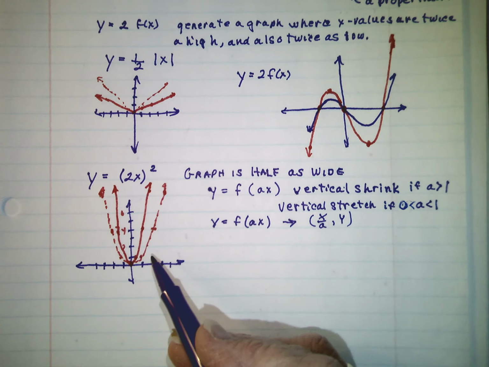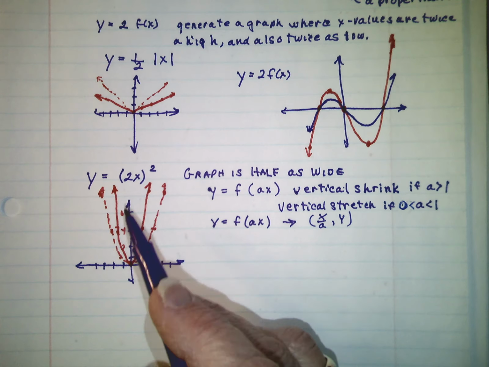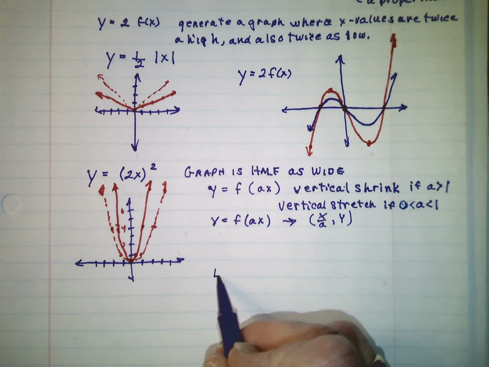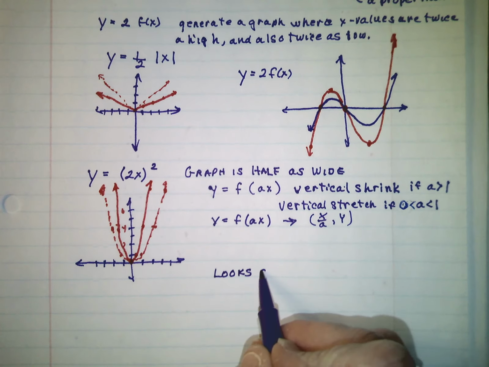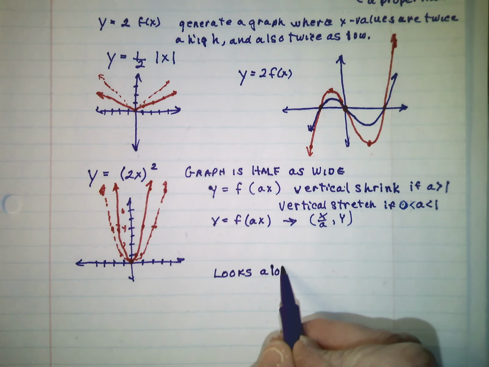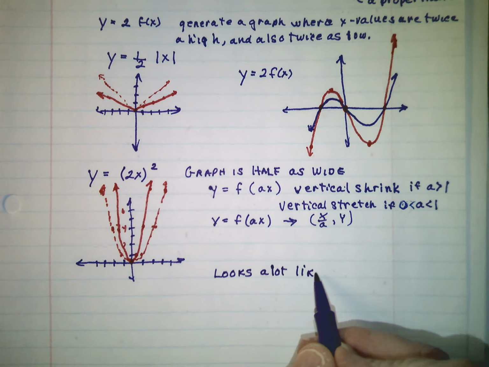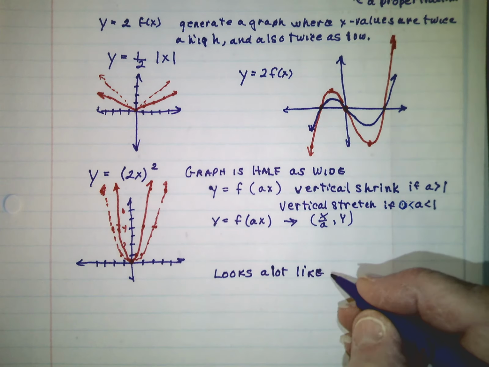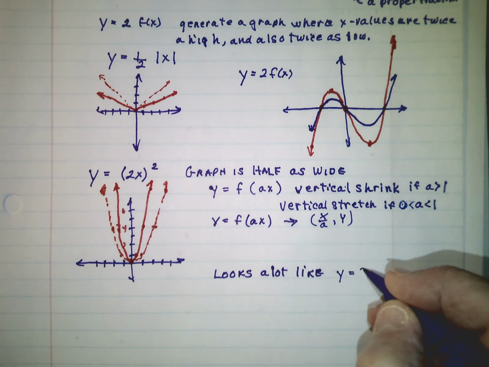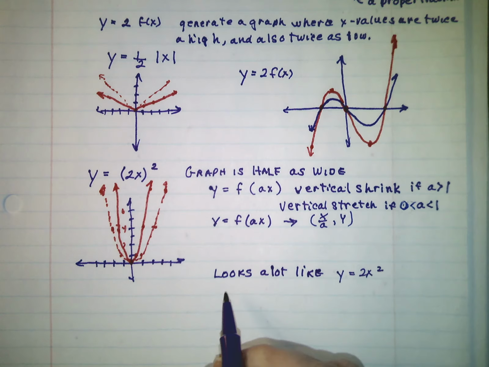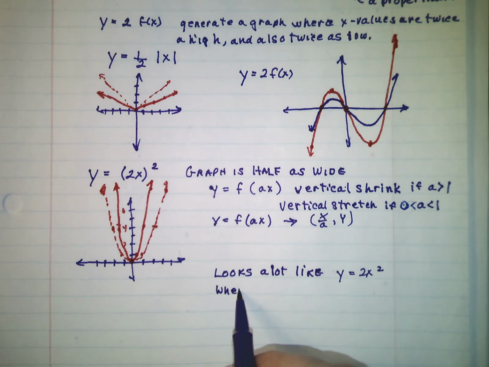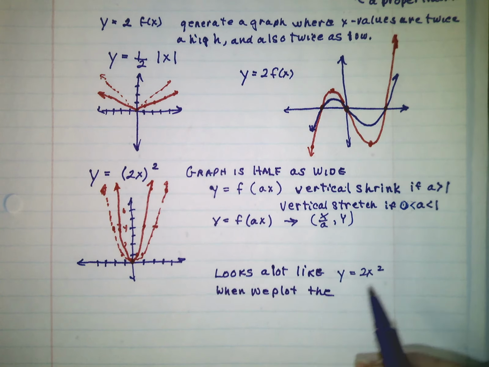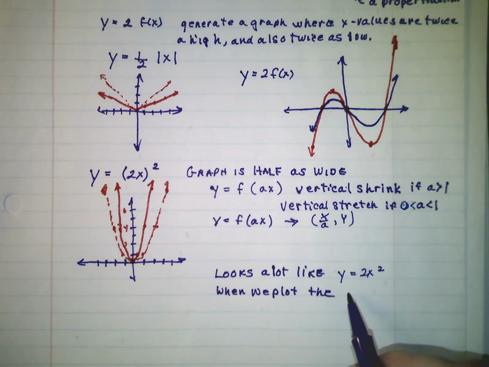Now this does look an awful lot like y equals 2 times x squared, but they're not alike. Once you plot the points, you would see the difference. And with dilations, you often have to plot the points. But they are different. When you plot the points, it's easier to see the difference. But that gets tedious.